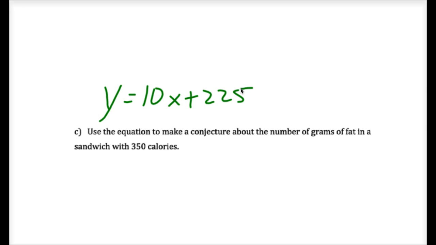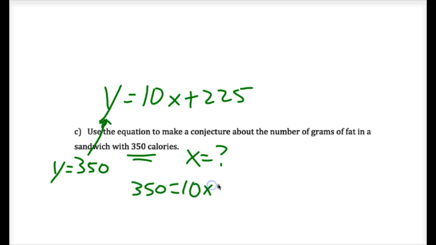This one's different. The conjecture question is different. Use your equation to make a conjecture about the number of grams of fat in a sandwich with 350 calories. What do 350 calories represent, the x or the y? Guys, what do the calories represent? So y is going to be 350. Your job is to figure out what x is. So you're going to take your 350 and plug it in for y. You guys are all excellent two-step equation solvers. You can totally use your calculator here, but we're going to go 350 equals 10x plus 225. Subtract 225 from both sides, divide by 10.